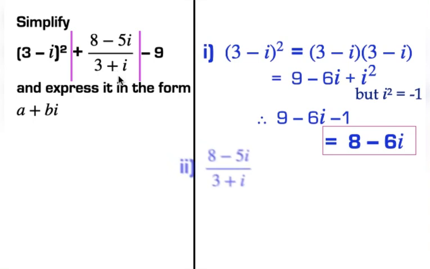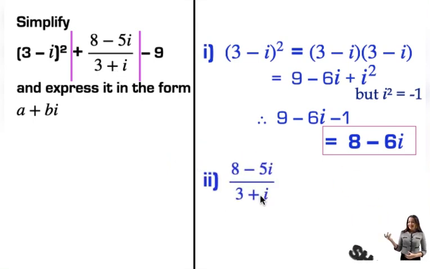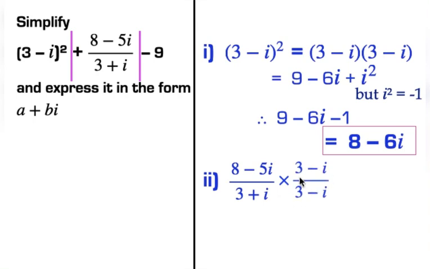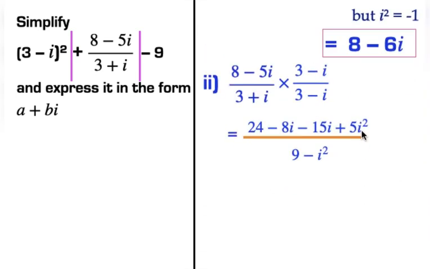Second part, 8 minus 5i over 3 plus i. We are going to rationalize this by multiplying with the conjugate of 3 plus i, that is 3 minus i over 3 minus i. So we have 24 minus 8i minus 15i plus 5i squared over 9 minus i squared. Simplify further by replacing i squared with minus 1.